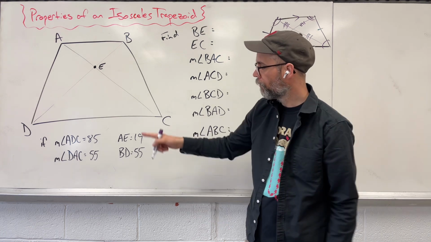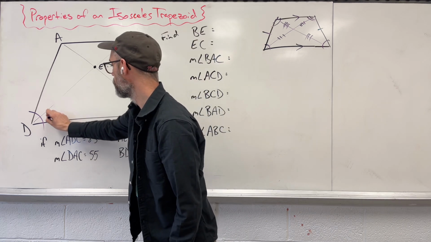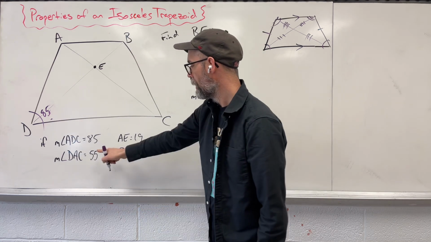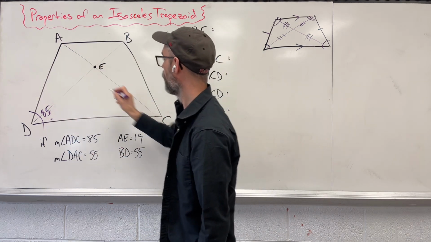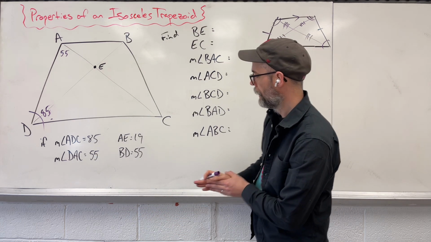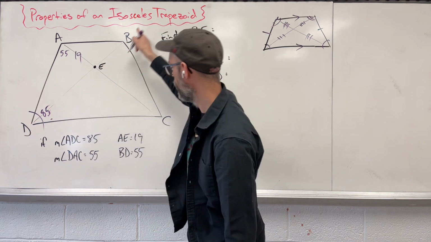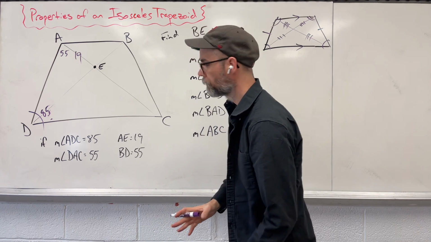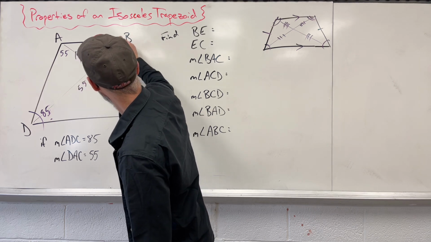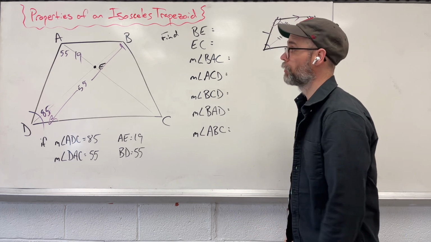So first, the measure of ADC. Our big angle right here is going to be 85. DAC, coming down, just that little corner, is going to be 55. We know that AE is 19, and BD, the whole thing, is 55. So how can we write that on there? 55, we'll say that. Let's label everything else we know within this picture.